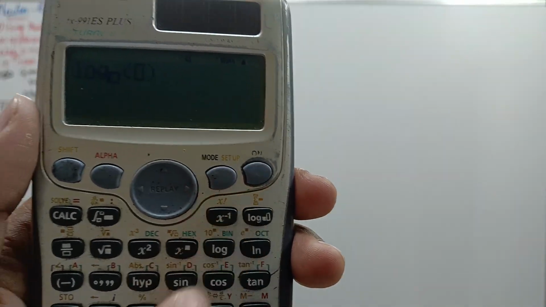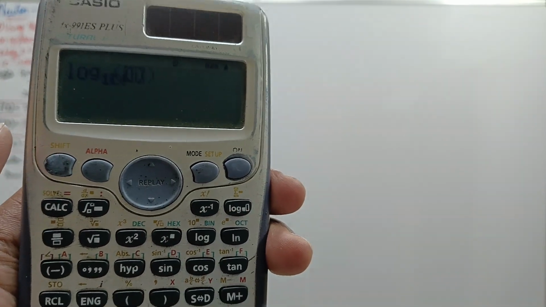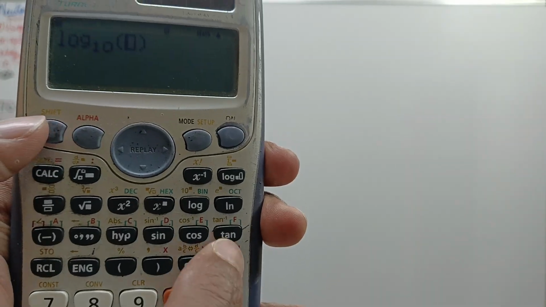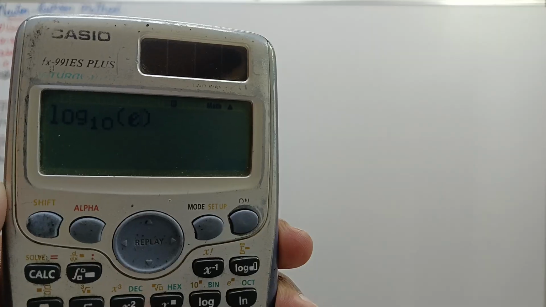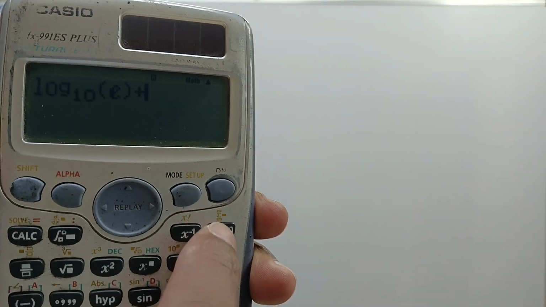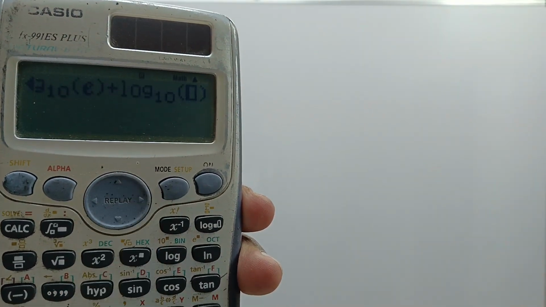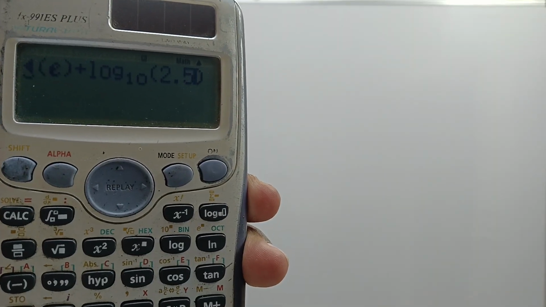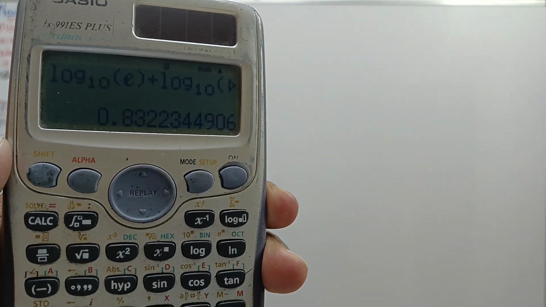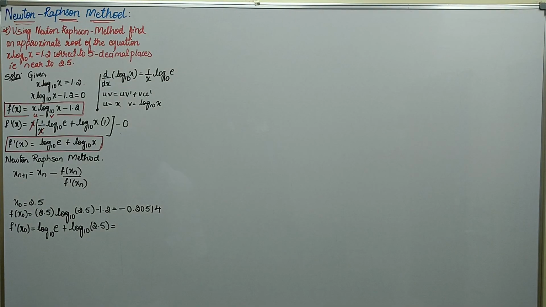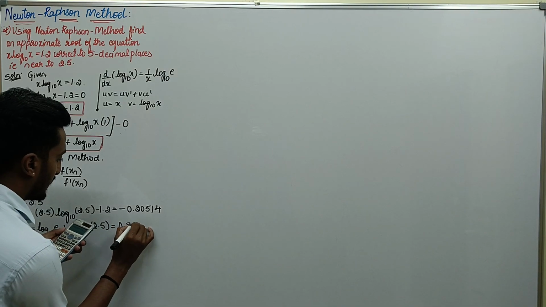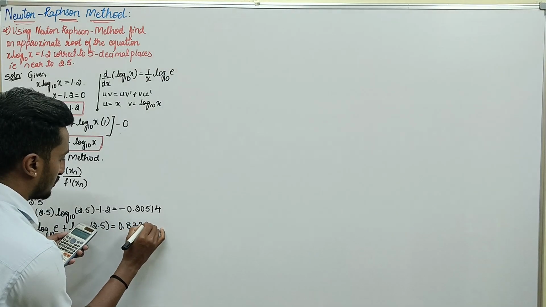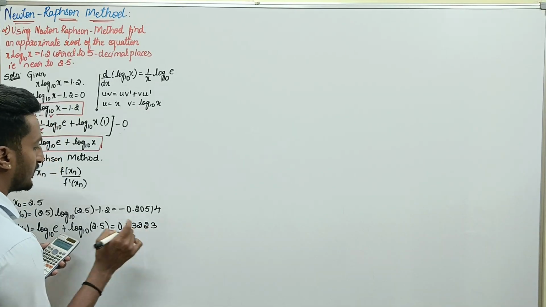Log base 10 e, using shift: 10 to the power of x gives you e. Plus log base 10 of 2.5, you get 0.83223, 1 2 3 4 5.